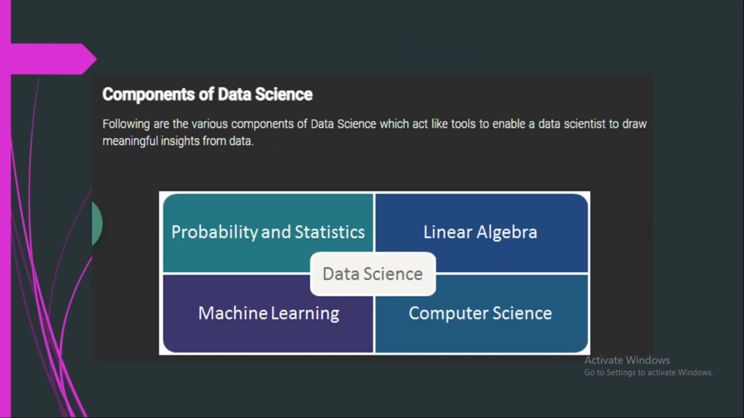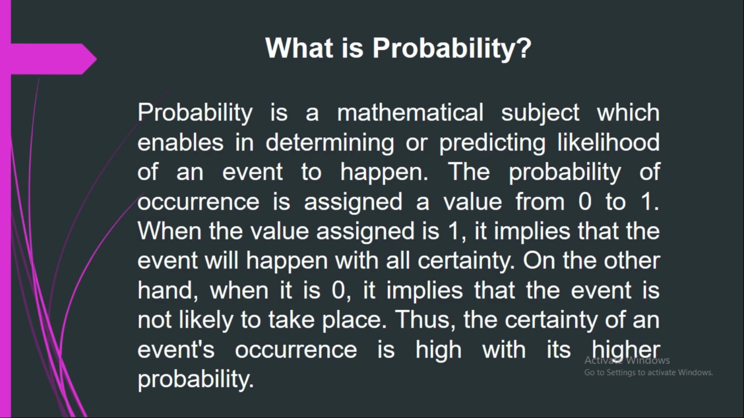The basic components of data science: data science consists of machine learning, computer science, linear algebra, and probability and statistics. It also includes deep learning concepts like CNN, RNN and ANN, which we will study. But these are the four building blocks of data science: machine learning, computer science, linear algebra, and probability and statistics. Okay, so what is probability?